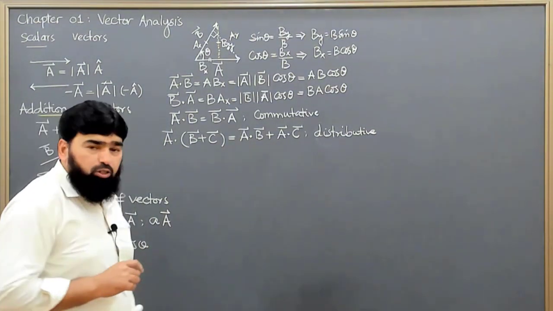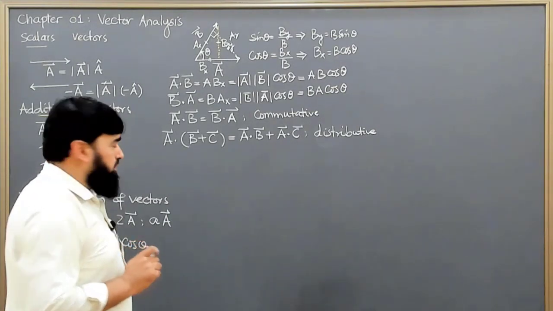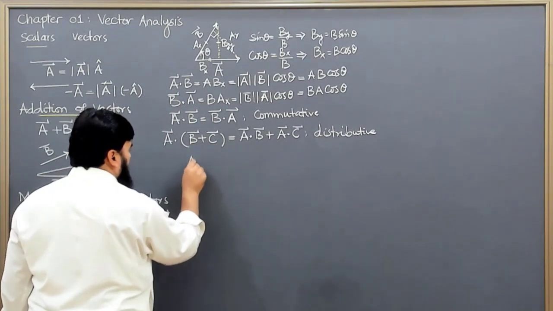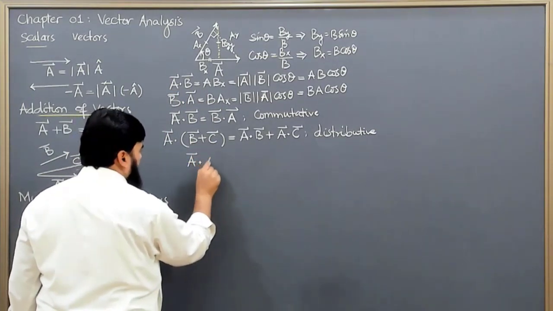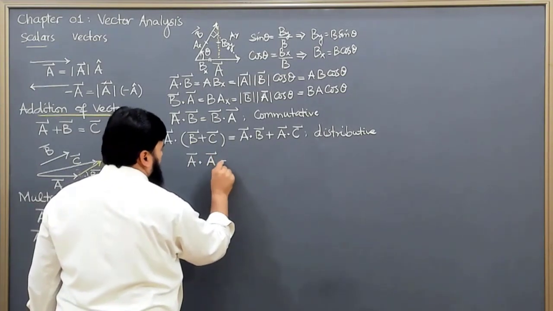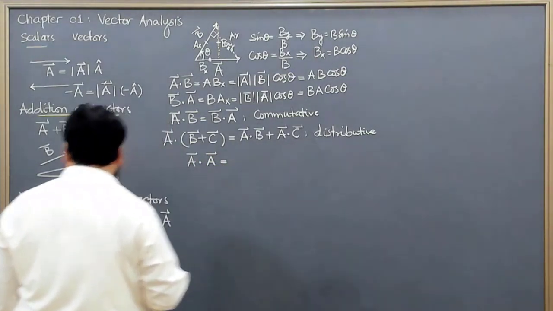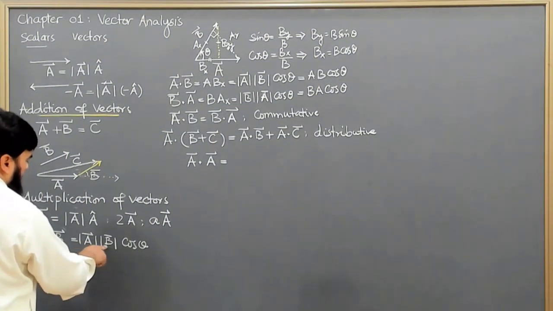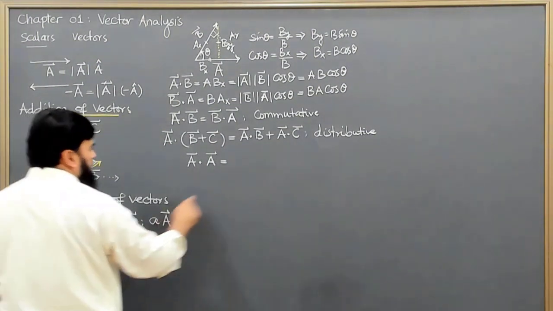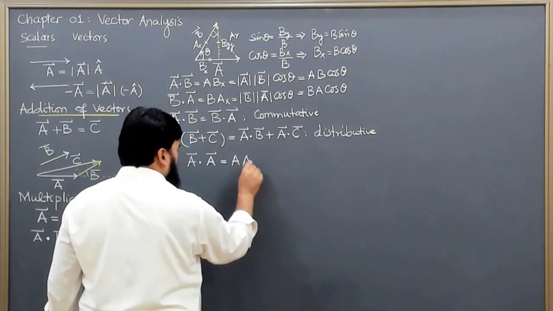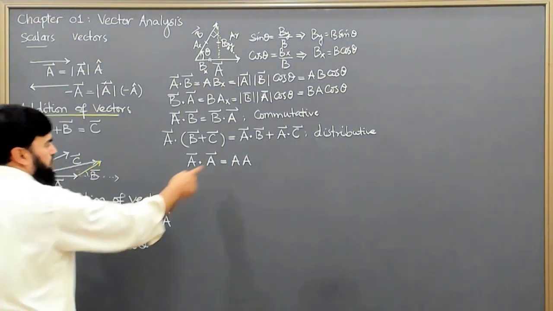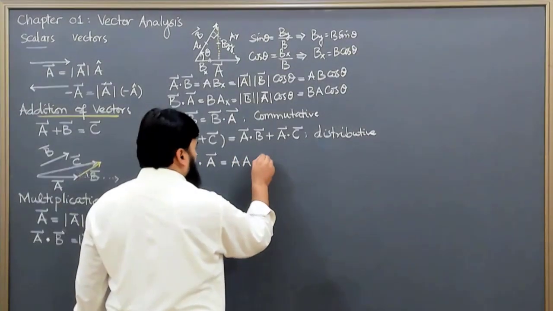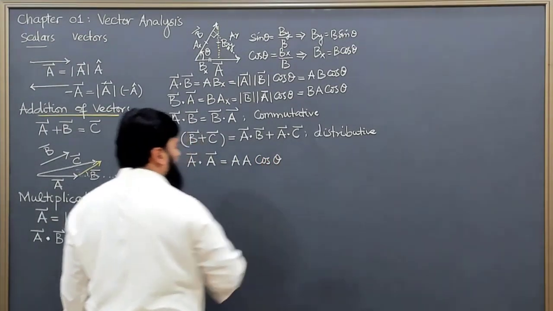Now if I have two same vectors, like A dot B is equal to this, so if I have A dot A, from the definition, it will be the magnitude of A and the magnitude of A, so it will be equal to A times A, just numbers, so there is no dot between them, it will always be between vectors, and cos of the angle between them.